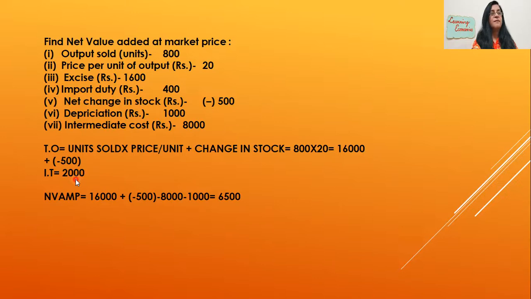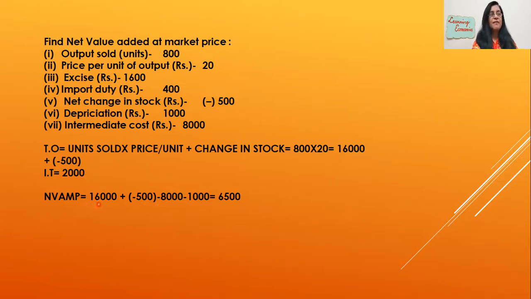Then indirect taxes are given. Indirect taxes, we can take excise duty, we can take import duty also, and 1600 plus 400 is 2000. If we have to find NVAMP, then what do we have to do? We have to take total output minus intermediate consumption minus depreciation. We don't have to deduct net indirect taxes because we are not calculating factor cost, we are calculating market price.